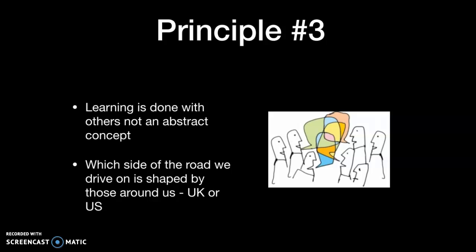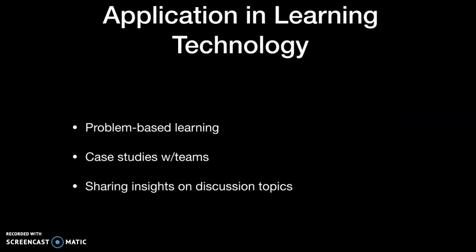So this really gets into some of the socio-cultural aspects of constructivism. I think this principle is clearly exemplified by when we learn how to drive: which side of the road we drive on is greatly shaped by those around us. That's thinking about how society functions and how others teach us. It would be different in the UK versus the US when it comes to driving on the right side or the left side of the road. And so that's just one example of this fairly complex piece of the theory and the principle.